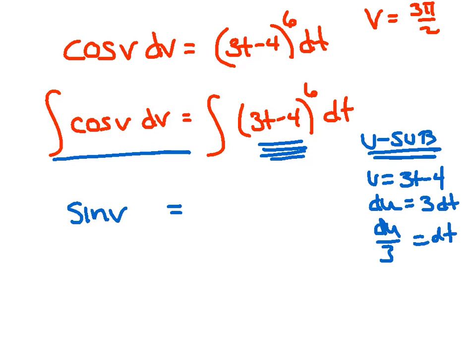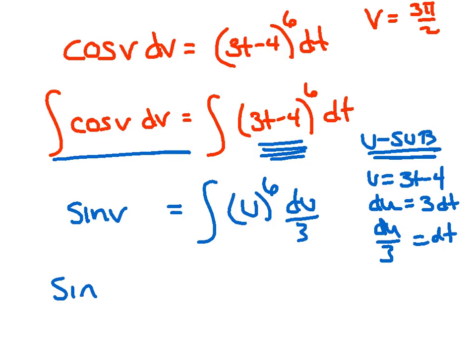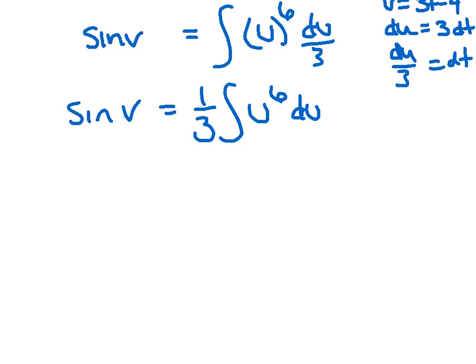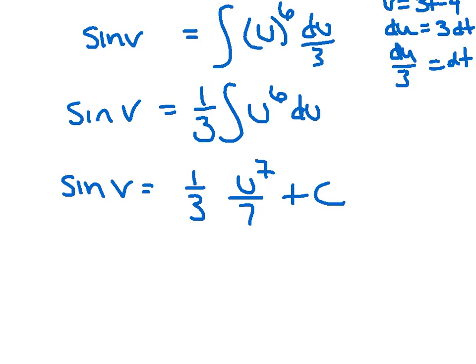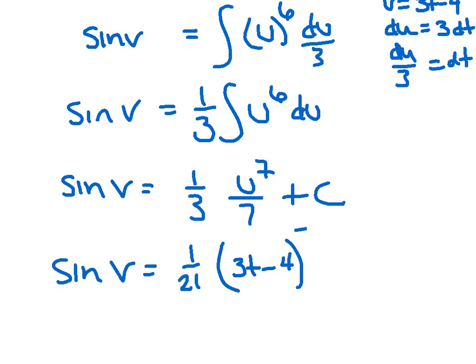All right, so I get du over 3. Now I'm going to keep my integral because I haven't actually integrated. This is u to the 6 du over 3. Okay, still haven't integrated, so I keep the integral. I'm going to pull out my 1/3, and I'm integrating u to the 6 du. Now when I integrate, I can take the integral symbol away. So I've got 1/3. If I integrate u to the 6, I get u to the 7 over 7 plus c. And I'm going to plug that back in. So 3 times 7 is 21. And I get 3t minus 4 to the 7th plus c.